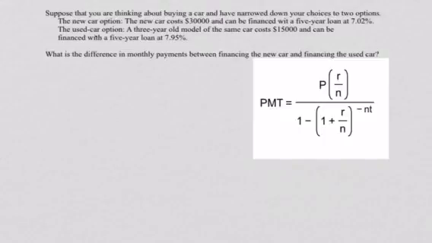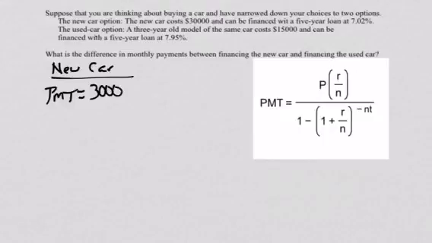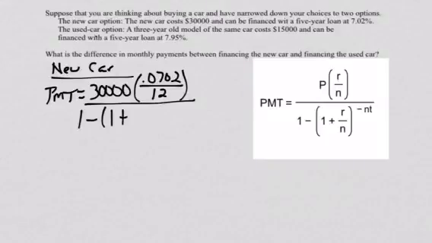So my PMT, this is for the new car. Okay, so we're going to look at the new car first. My PMT is P, which is 30,000, times my rate, which is 0.072, divided by your monthly payments, which is 12, all over 1 minus (1 plus your rate, 0.072, again over 12), and then raise that to the negative 12 times T, which is a 5-year loan, so times 5.